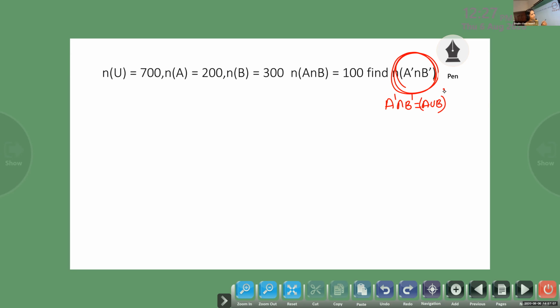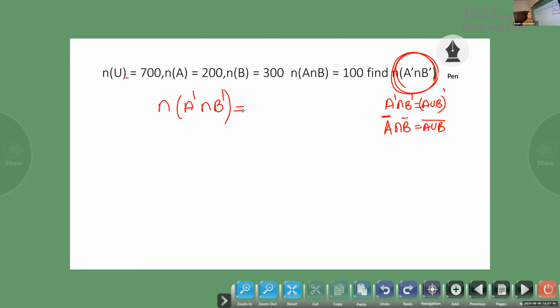In some reference books, instead of dash, they will use this notation: A bar intersection B bar, which is the same as A union B the whole bar. You should get familiar with this also. Instead of dash, they will use bar. Now look at this one. Universal set contains 700 elements. A contains 200 elements. B contains 300. N of A intersection B is given. We want to find n of A dash intersection B dash.